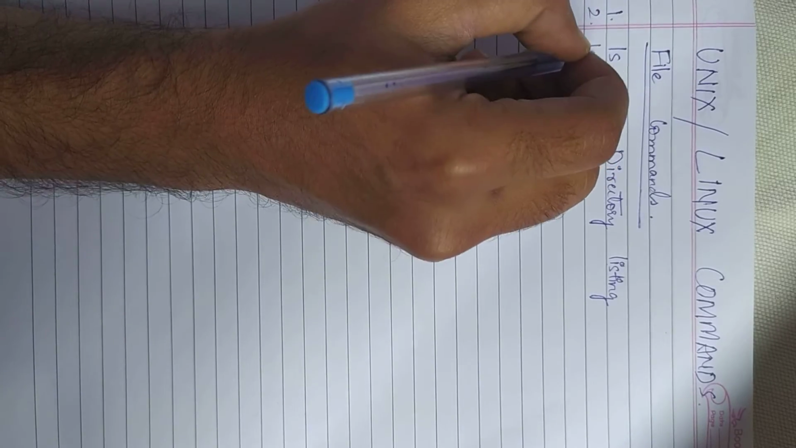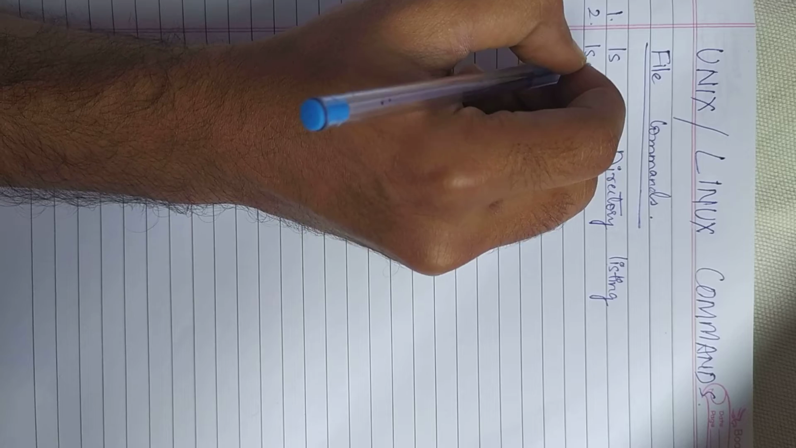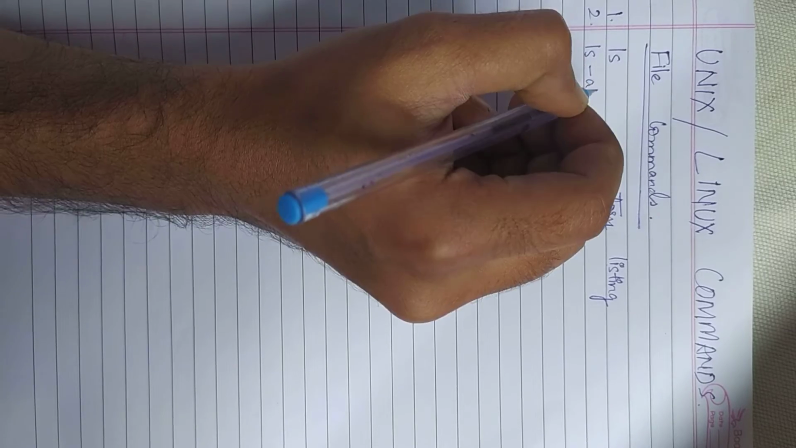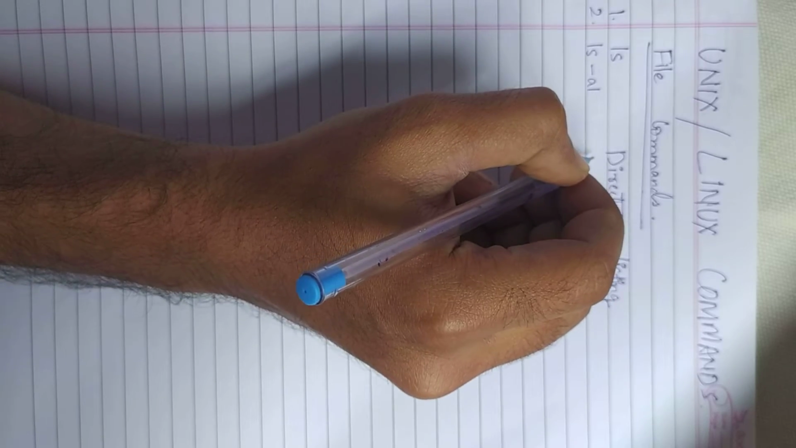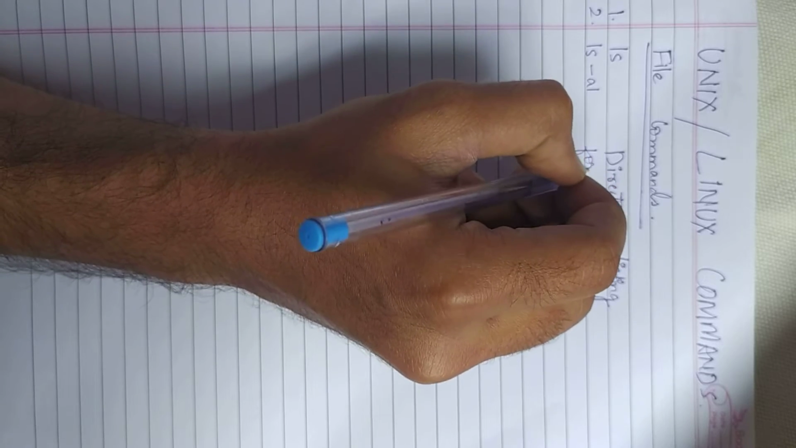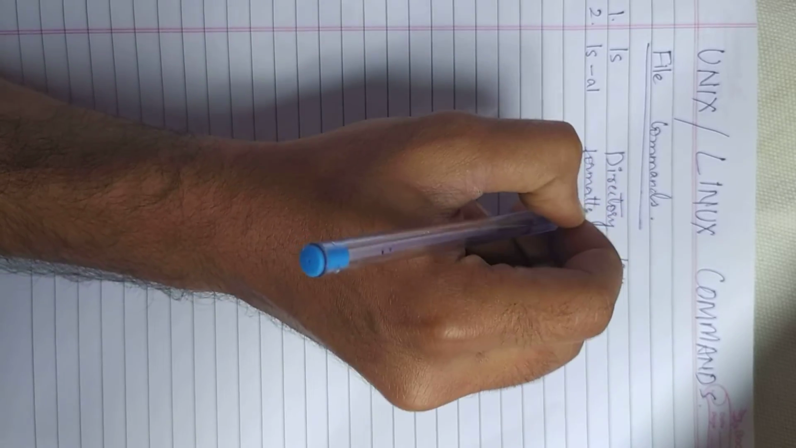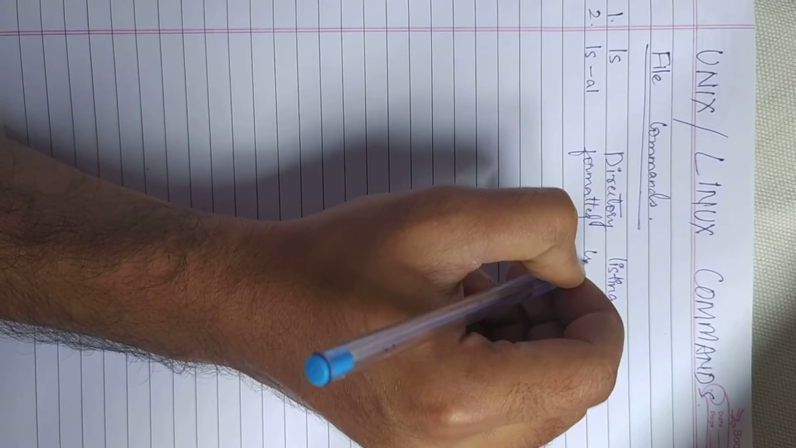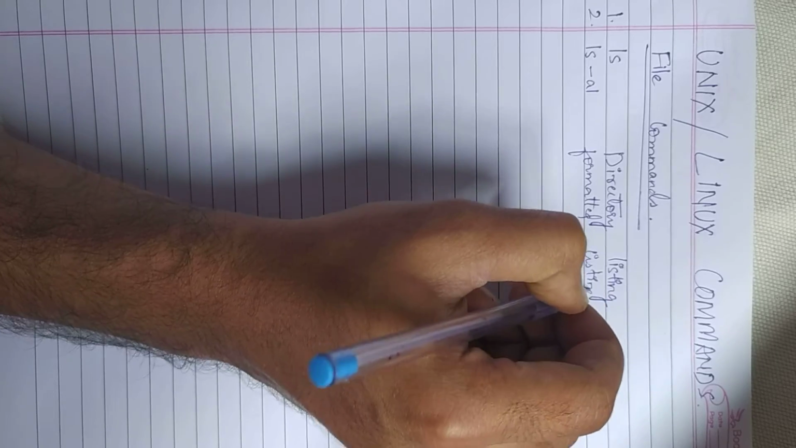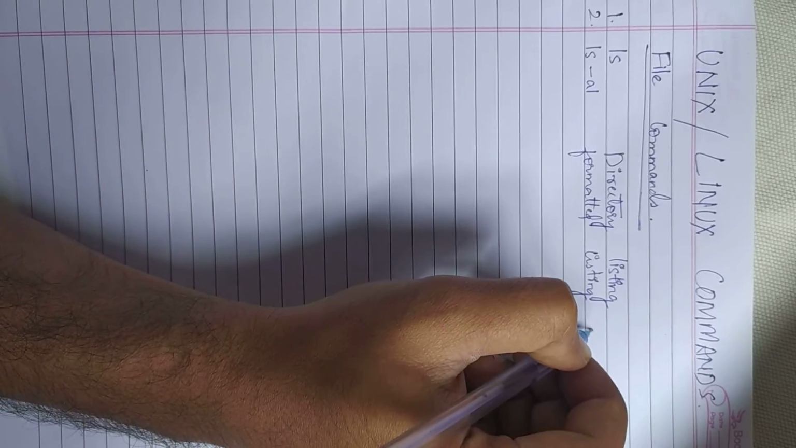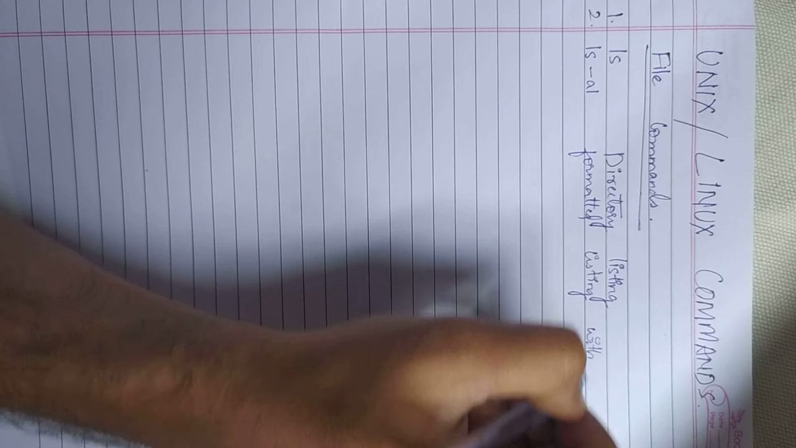Second one, ls -al. It is for formatted listing with hidden files.